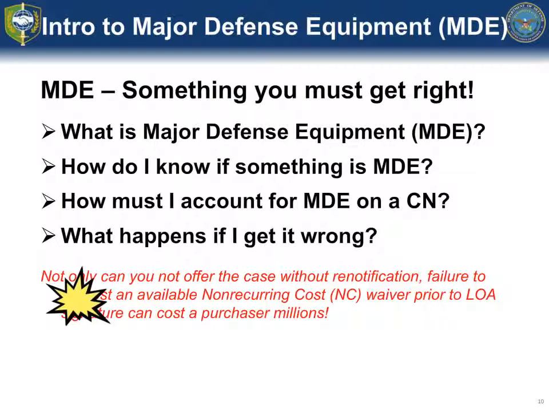So what is major defense equipment? How do I know if something's MDE? How must I account for it on a CN? And what happens if I get it wrong? Not only can you not offer the case without re-notification, as I just said, if you do not identify non-recurring costs and seek waivers for those countries for whom there is a loss of sale waiver available, after signature, that waiver is gone. So it can also cost your country a great deal of money.